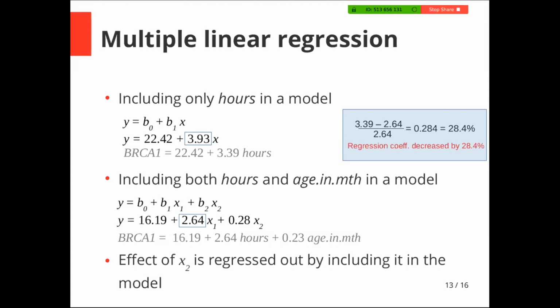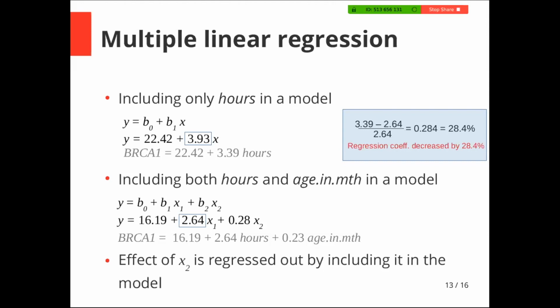Here, what I did, I included only hours in the model. So this is our first model, the simple linear regression. So the effect of X is 3.39. But when I include both hours and A's in the model, the actual effect of X is 2.64. It got decreased. So we can say that there is some other variable that had influenced X in such a way that the effect was higher here.